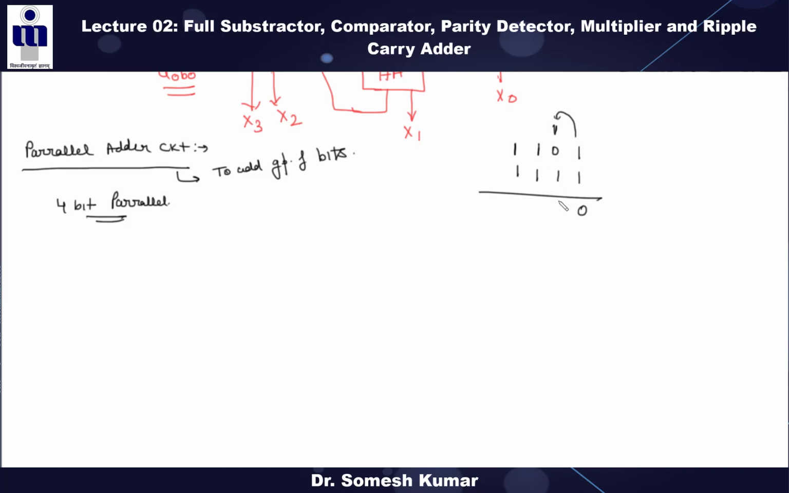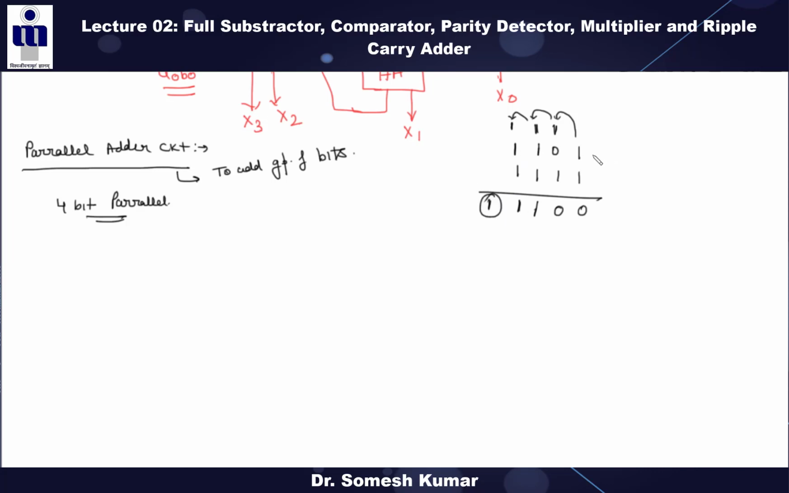Now 1 plus 0 plus 1 is 0. Again 1 carry goes to here, right? Now 1 plus 1 plus 1 is 1 and carry is given here. Now again 1 plus 1 plus 1 is 1 and this 1 is your output carry, right?